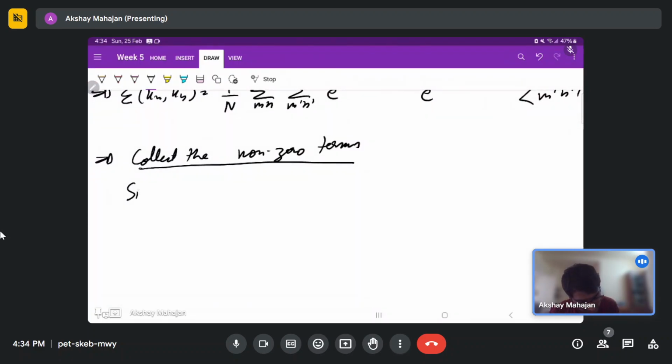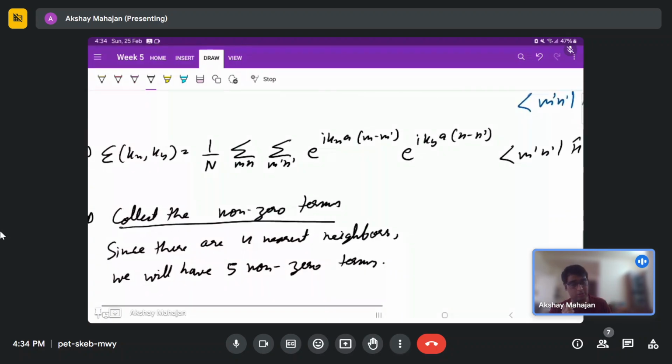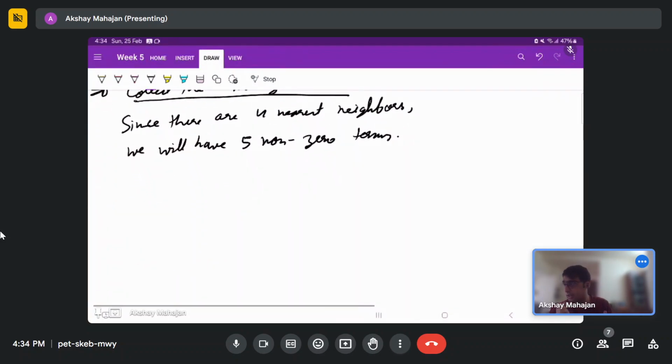Since there are 4 nearest neighbors, and we are just considering nearest neighbors only in this tight binding approximation, we will have 5 non-zero terms. So there are going to be 5 non-zero terms. Basically, if you have n nearest neighbors, then from this summation you are going to have n plus 1 non-zero terms.